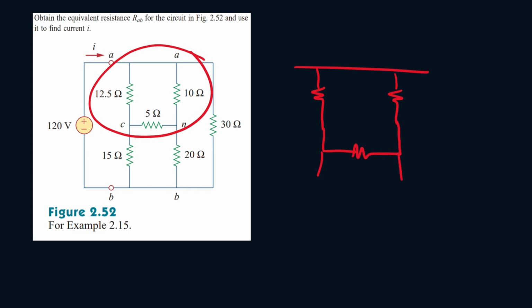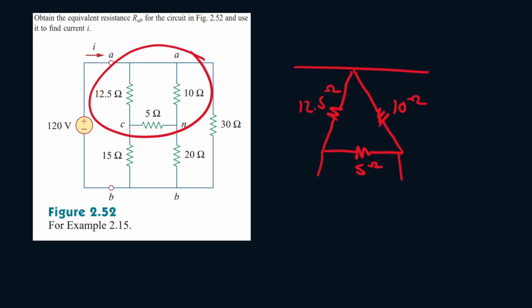So this portion of the circuit, we can actually rearrange it into a triangle, because notice this is one node, so that means these two are allowed to connect to each other. We can rewrite it like this, okay? So this is the 5 ohm, this is the 10 ohm, and this is the 12.5 ohm. So now what are we going to do from here?